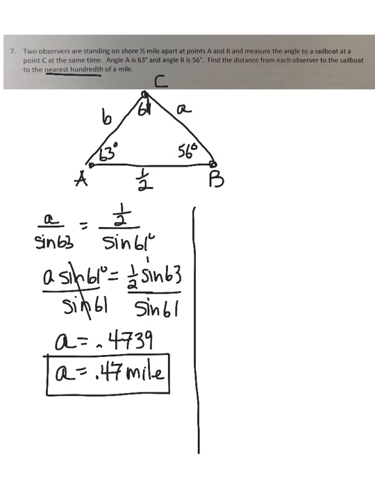Okay, let's do the other side now. So we just found A, and now we need to find B. All right, I made a mistake. Sorry, this is wrong. My math is wrong. So you're probably wondering what I'm talking about. This should be 0.5093, and then that should be 0.51 of a mile, 0.51.